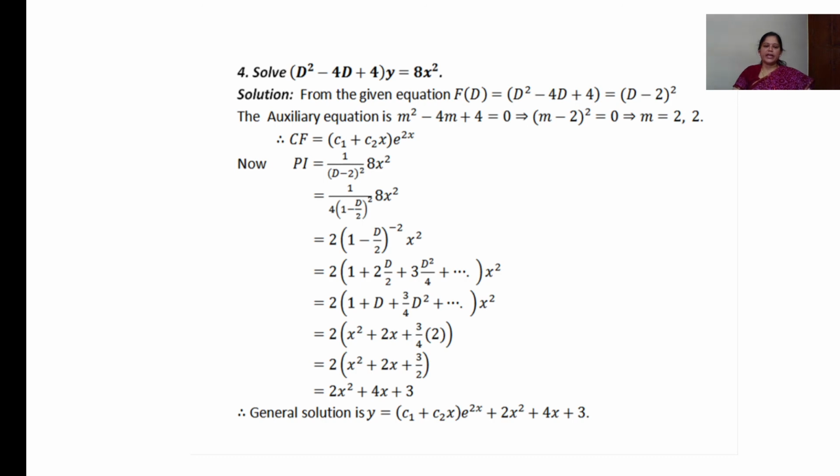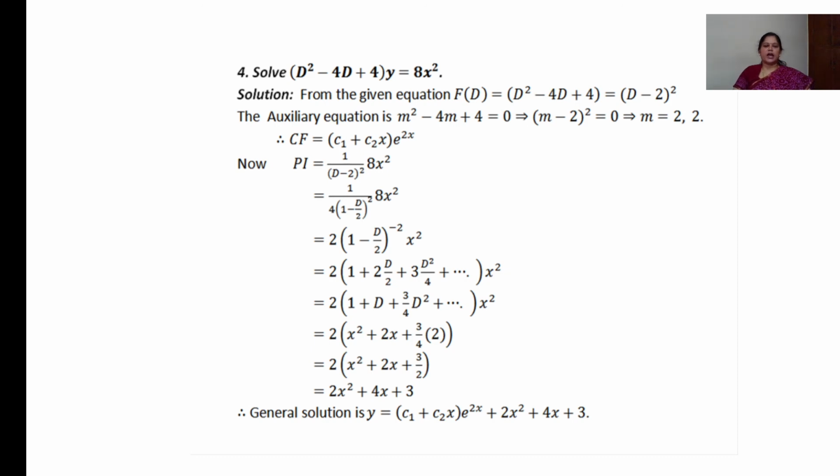Now we are going for binomial expansion for 1 minus D by 2 whole to the power minus 2. So it is not like the previous one. In previous problems we got 1 plus x whole to the power minus 1 form or 1 minus x whole to the power minus 1 form. But here we have 1 minus x whole to the power minus 2. So we know the binomial expansion of this also. That is 1 minus x whole to the power minus 2, the binomial expansion is 1 plus 2x plus 3x square plus 4x cube plus etc. So the same expansion we are using here.